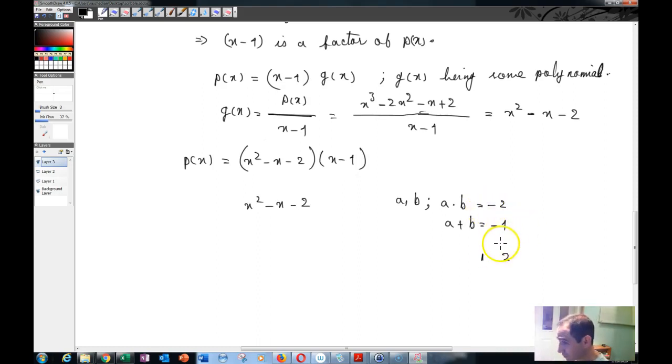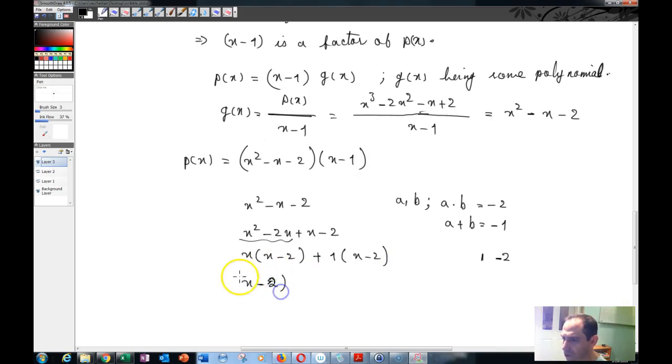So if you take them as positive 1 and negative 2, 1 times negative 2 is equal to negative 2, and negative 2 plus 1 is equal to negative 1. So the numbers are 1 and negative 2. So I rewrite this as x squared minus 2x plus x minus 2, and then this is going to give me x times x minus 2 plus 1 times x minus 2, so that's x minus 2 times x plus 1.